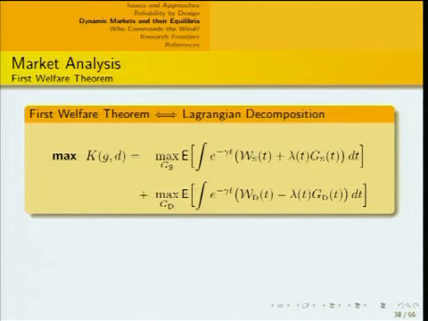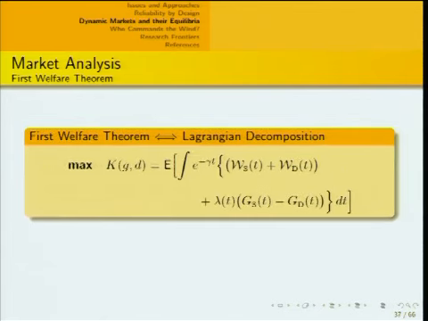So what happens is this: once you put in a Lagrange multiplier, as I said, I relax the constraint through the Lagrangian relaxation, and now I'm still maximizing over GS and GD, but now with no constraints on GS and GD except for the individual constraints that they have.